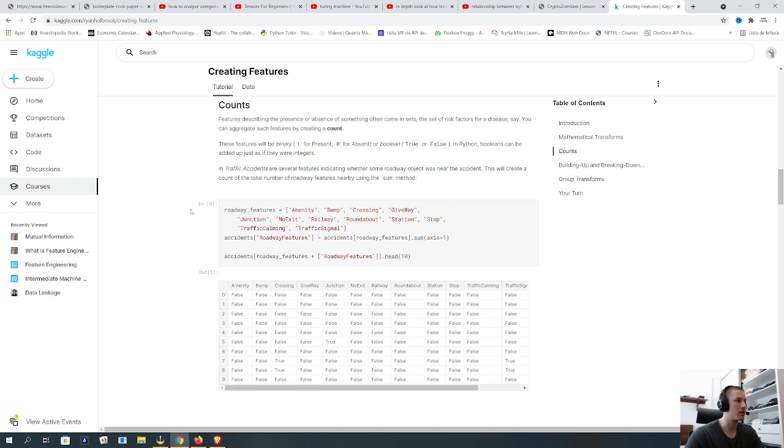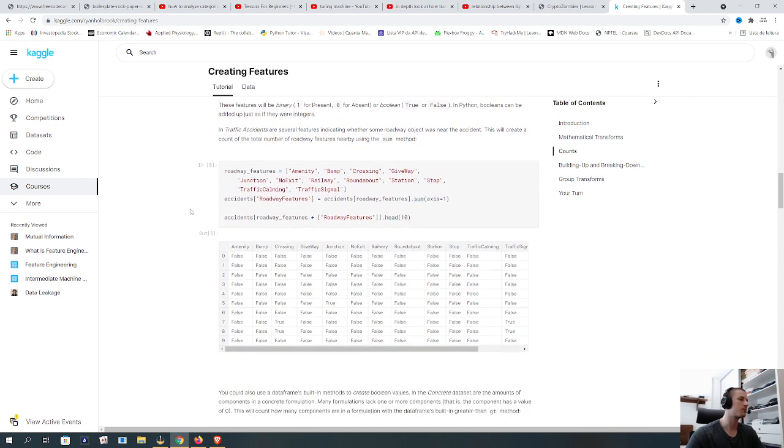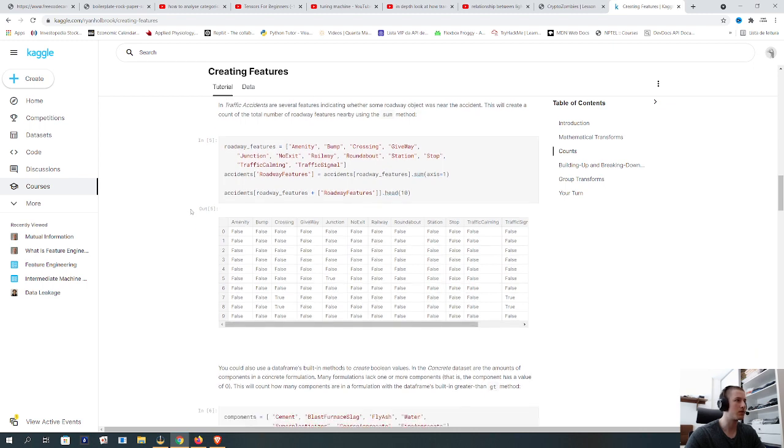In Python, Booleans can be added up just as if they were integers. In Traffic Accidents are several features indicating whether some roadway object is near the accident. This will create a count of the total number of roadway features nearby using the sum method.